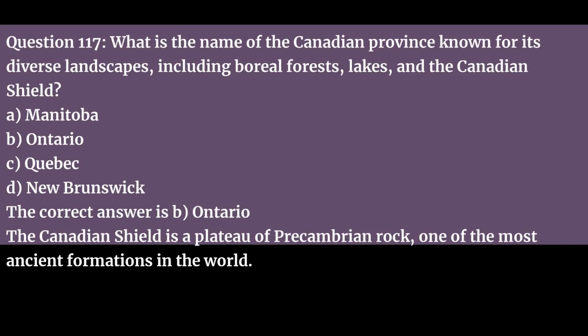Question 117. What is the name of the Canadian province known for its diverse landscapes, including boreal forests, lakes, and the Canadian Shield? A. Manitoba, B. Ontario, C. Quebec, D. New Brunswick. The correct answer is B. Ontario. The Canadian Shield is a plateau of Precambrian rock, one of the most ancient formations in the world.